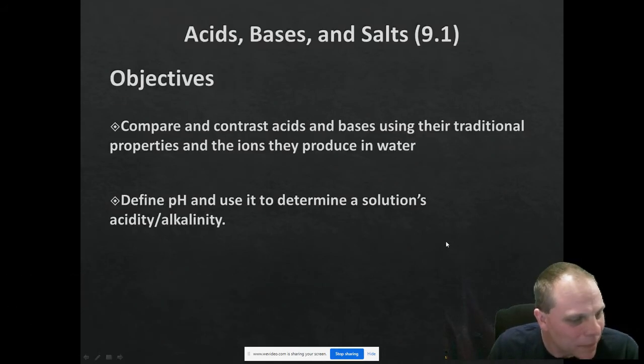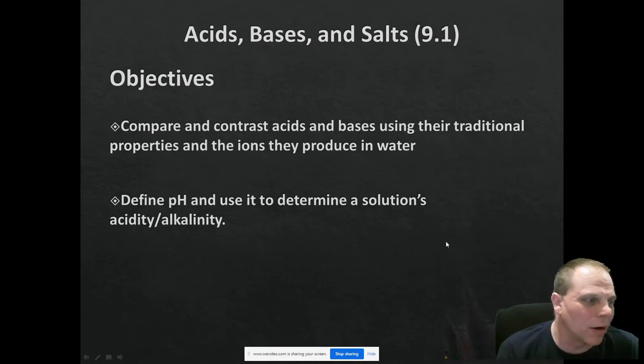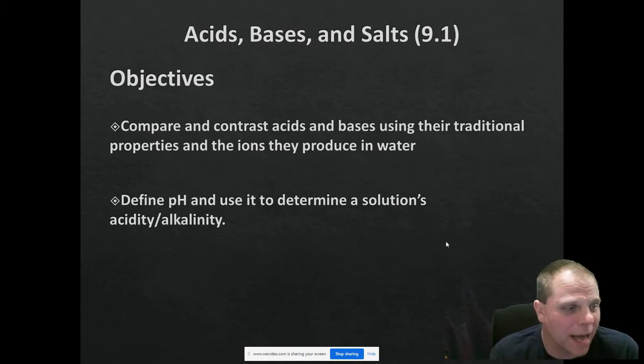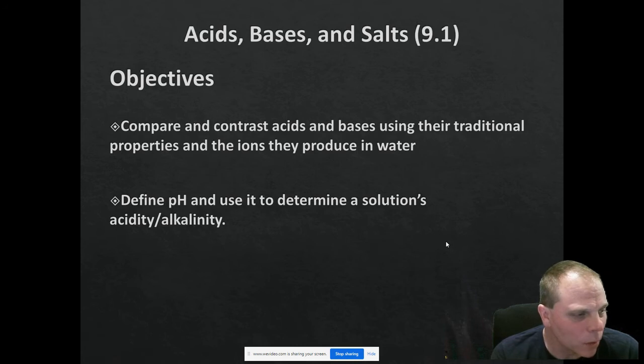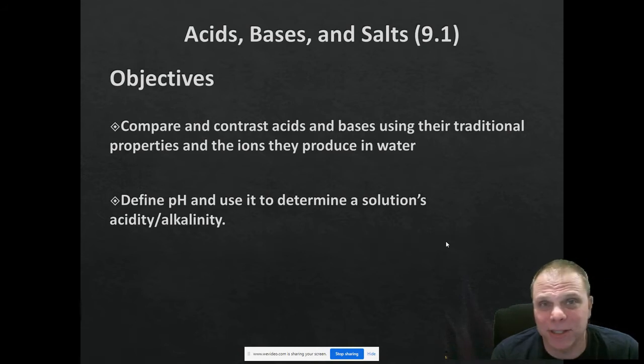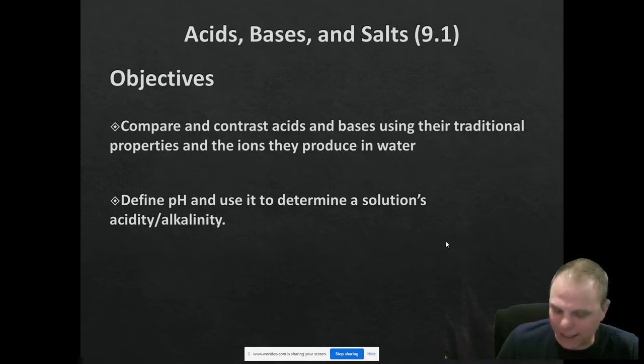All right, so Chapter 9.1. Our objectives today are to compare and contrast acids and bases, and we'll talk about the traditional properties and the ions that they produce in water. We'll define pH, we'll talk about indicators, and we'll use pH to determine a solution's acidity or alkalinity.